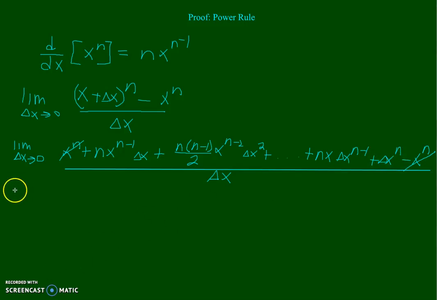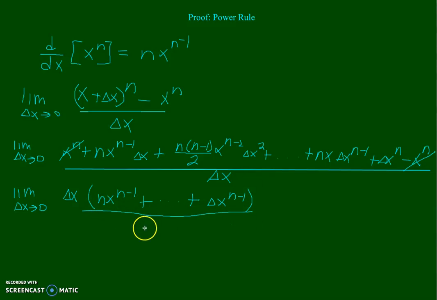So what that's going to net us is the limit as delta x approaches 0 of delta x factored out with n x to the n minus 1 plus a bunch of terms plus delta x to the n minus 1 all over delta x.